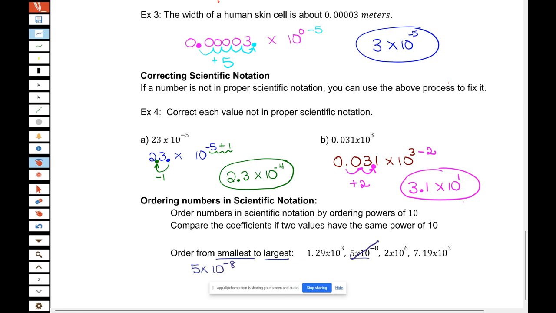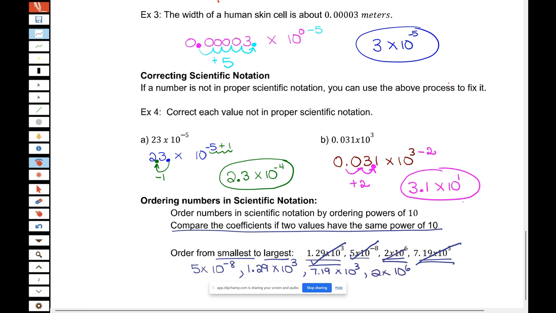Done. Okay. Next biggest number, well, I have 2 of these that have a power of 3. So I have to look at which one now, compare the coefficients if 2 values have the same power of 10. So 1.29 is the next biggest one. Done with that one. Then 7.19 times 10 to the third, because those both have the same power of 10. And then last but not least, 2 times 10 to the 6 would be the fourth number.